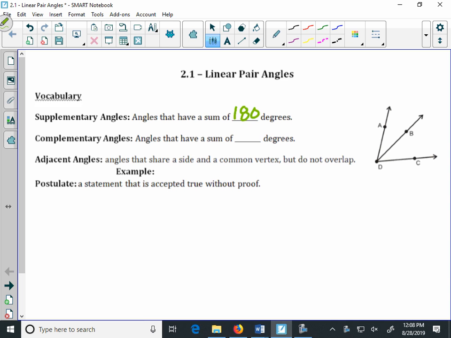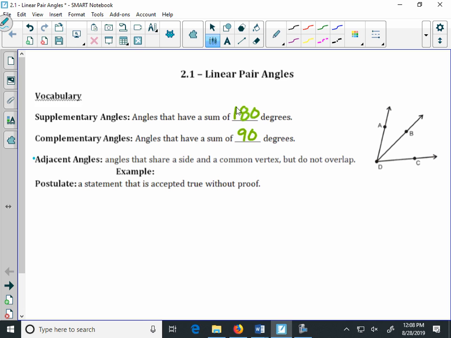They are supplementary. What about complementary angles? They add to what? 90. Good. Complementary angles add to 90 degrees. Supplementary add to 180. Complementary add to 90. Sometimes you might be told these two angles are supplementary. Find x. Well, if you know what supplementary is, then you know how to set up the equation to solve. That's where the vocab comes in handy.